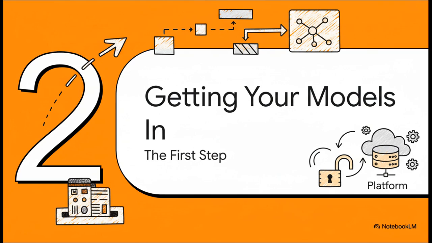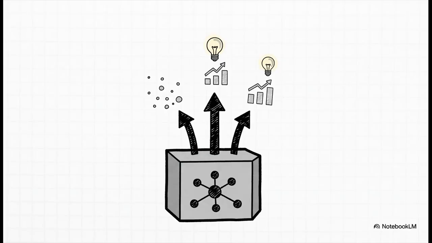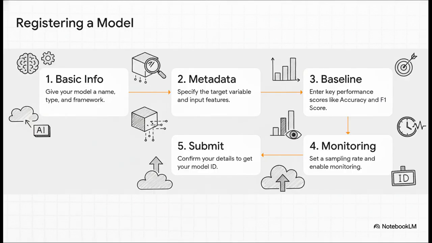Okay, let's get practical. Section 2, getting your models in. This is your very first step. Seriously, everything starts right here with registering your model. It's the foundation for, well, everything else. The second it's in the system, WhiteBox AI can start working its magic, and you're about to see just how simple it really is. The whole process is basically a 5-step wizard.